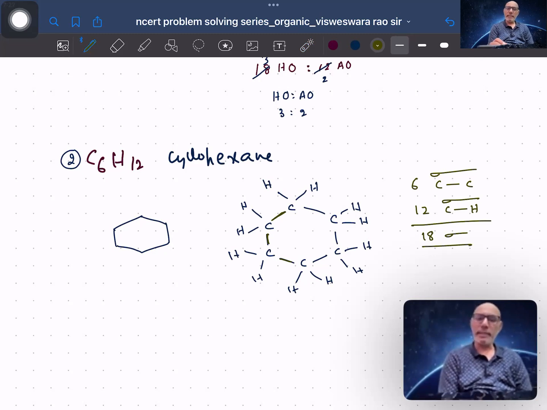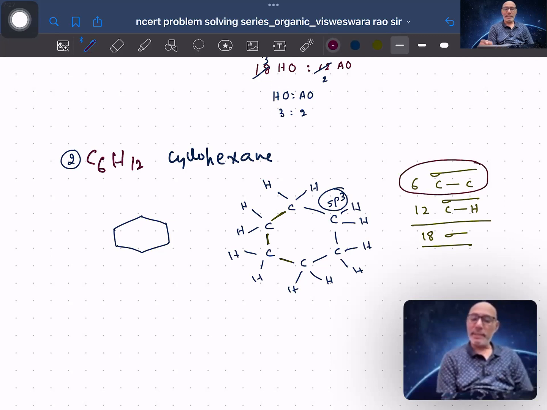And one more thing. What is the hybridization of carbon? Carbon is forming 4 sigma bonds, no pi bonds, friends. sp3 is the hybridization. All the 6 carbons are sp3 hybridized. And all these 6 CC sigma bonds are formed by overlapping of sp3 hybrid orbitals. For the CH sigma bond, the sp3 hybrid orbital of carbon and the s orbital of hydrogen are overlapped. So you may get that kind of questions also.